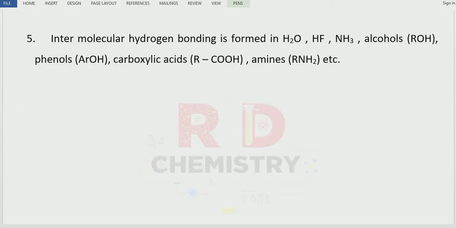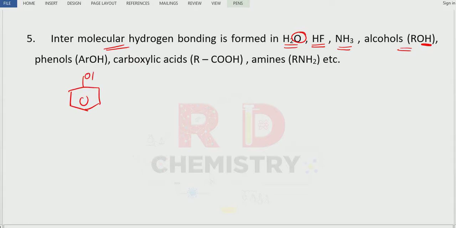Let us see examples for intermolecular hydrogen bonding. Remember: water, oxygen attached to hydrogen; hydrogen fluoride; ammonia; alcohol, hydrogen attached to oxygen; phenols, where phenol is a benzene ring attached to OH, hydrogen attached to oxygen; carboxylic acid, hydrogen attached to oxygen; amine, hydrogen attached to nitrogen. Remember, fluorine, nitrogen, oxygen must be attached to the hydrogen. Then only they can form hydrogen bonding.